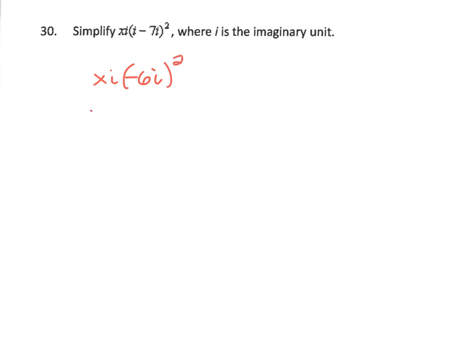Okay, so now I'm going to bring this xi down, and I'm just going to square this. Negative 6i squared, you would square the negative 6, so that would be positive 36, right? Negative 6 times negative 6 is positive 36, and then you would square the i, so that gives you i squared. Okay, now you could do one of two things. You could multiply these out, but I'm actually going to get rid of the i squared.